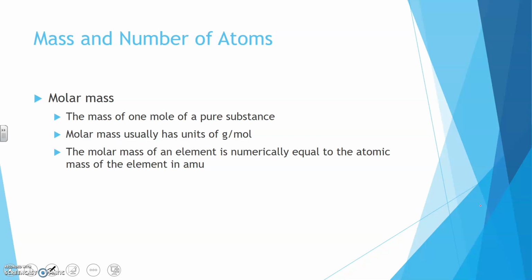So if you look at the periodic table, you'll see that hydrogen has a molar mass of 1.008, and that's grams per mole. Carbon has a molar mass of 12.011 grams per mole. If we pick bromine, it has 79.904 grams per mole, so on and so forth.